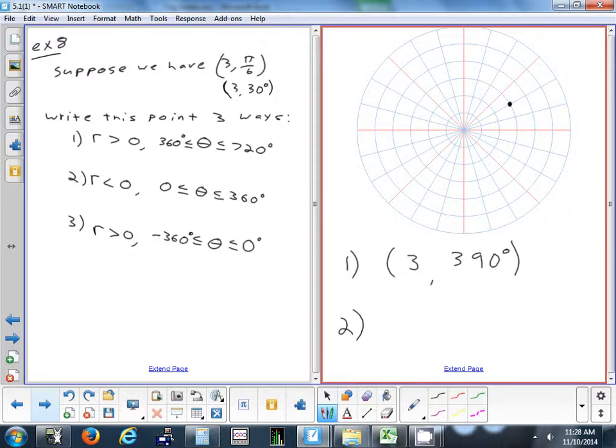Okay, so Amy, what number would I have to pick for my radius if I want to land on the third circle, but I want it negative? Negative 3. The only 2 options for the radius in this problem are 3 and negative 3. All right, now I think it's going to be helpful to draw it. So we're going to go 3 to the left.